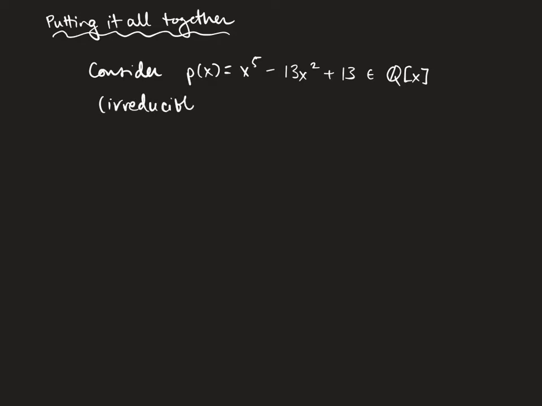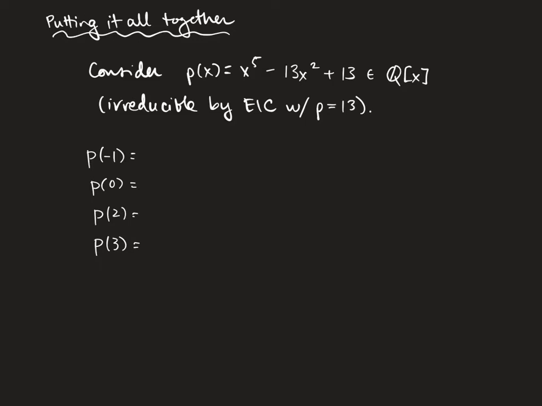I want to consider a specific polynomial and then show that it is not solvable by radicals. So the polynomial I want to look at is p of x equals x to the fifth minus 13x squared plus 13, which belongs to the ring of polynomials with rational coefficients. And notice that it's irreducible by Eisenstein's irreducibility criterion with prime 13.